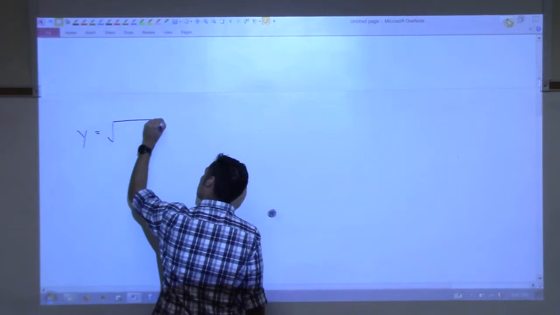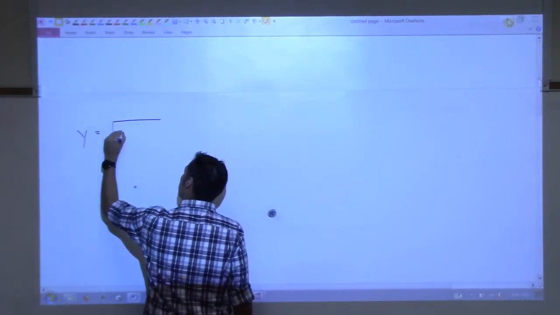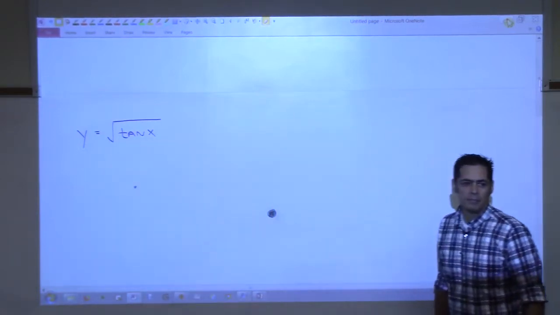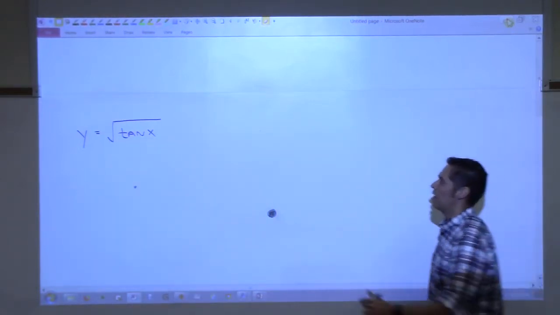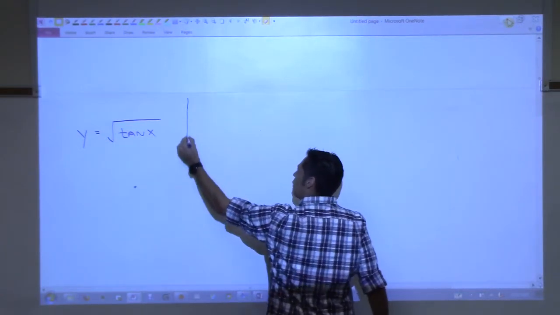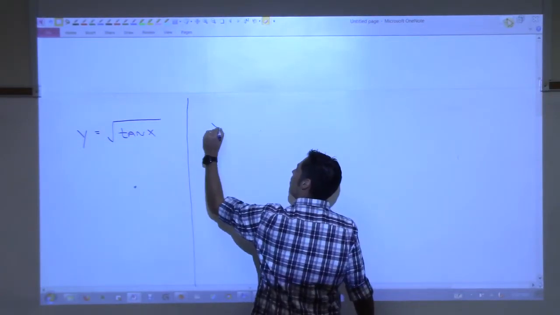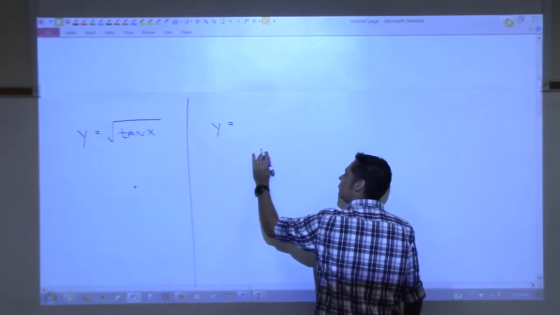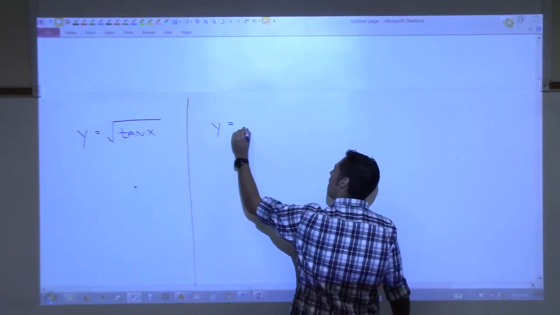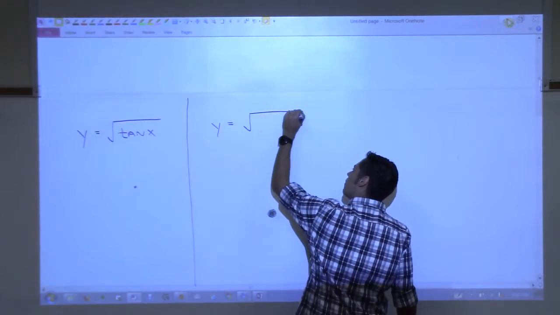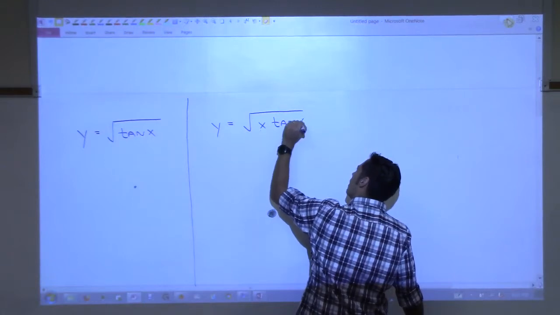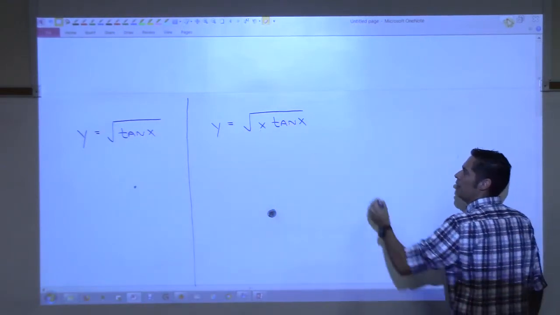So the first one, y equals the square root of tangent x. I'm thinking chain rule here, okay? Next problem, y equals the square root of x tangent x. These are all going to be looking pretty similar to one another, all right?